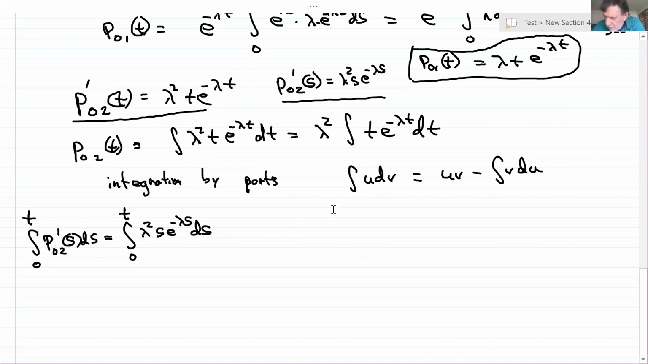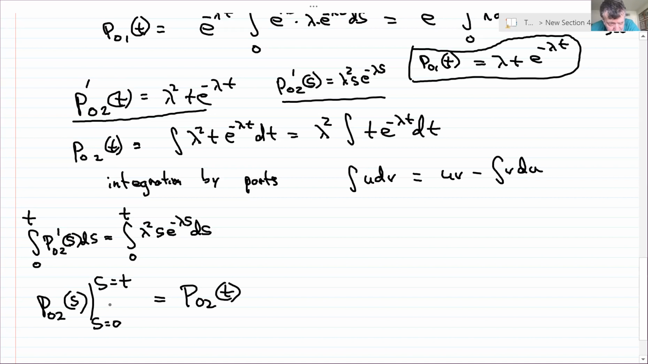Okay, so what do you get? On the left side, the integral of the derivative is just the function, evaluated at s, when s is 0 and when s is t. And what is that? Well, when s is t, you just get p02 of t, which is what you want. But when s is 0, you get minus p0 of 0. So the left side of this equation is this.